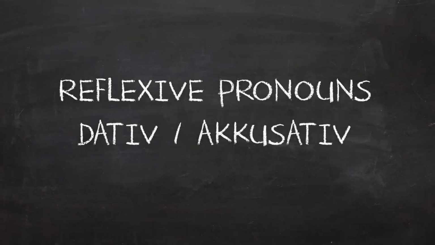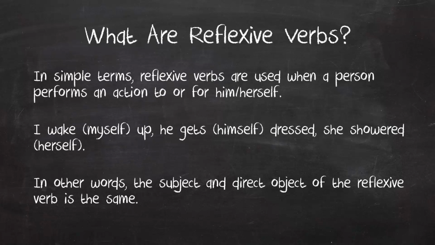Hello, today we will take a look at reflexive pronouns in their dative and accusative forms. Let's start. First of all, what are reflexive verbs? In simple terms, reflexive verbs are used when a person performs an action to or for him or herself. For example, I wake myself up.